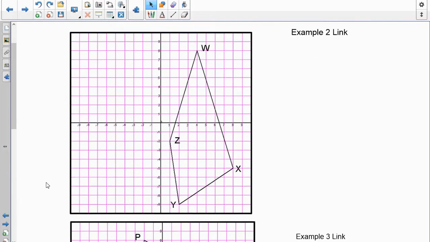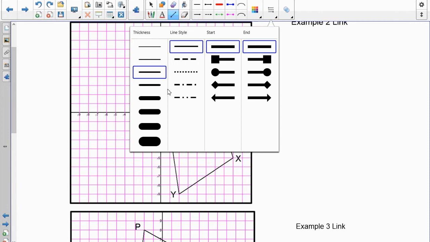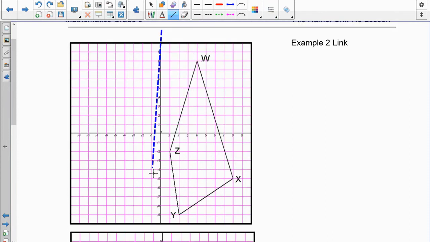All right, so here we go. This is what you're going to do. You're going to be using the same line here. All right, blue this time. I want you to reflect W, X, Y, Z across the y-axis. So pause that and do that right now, please.